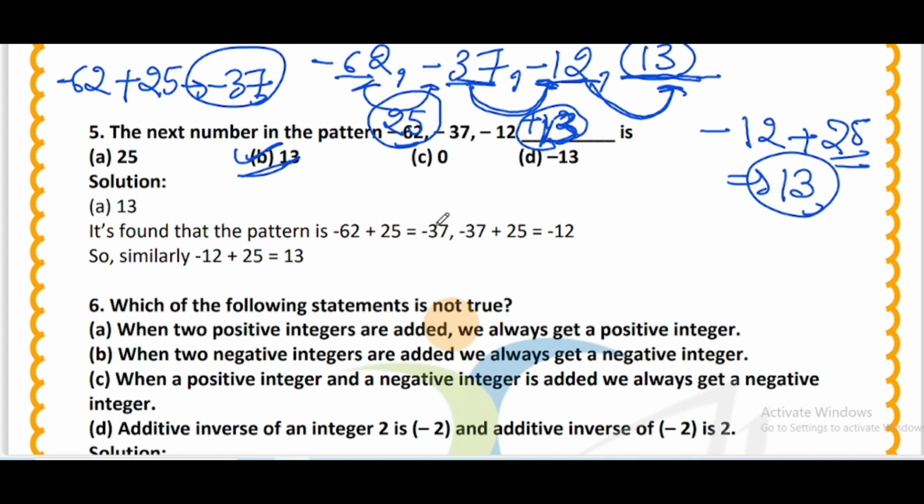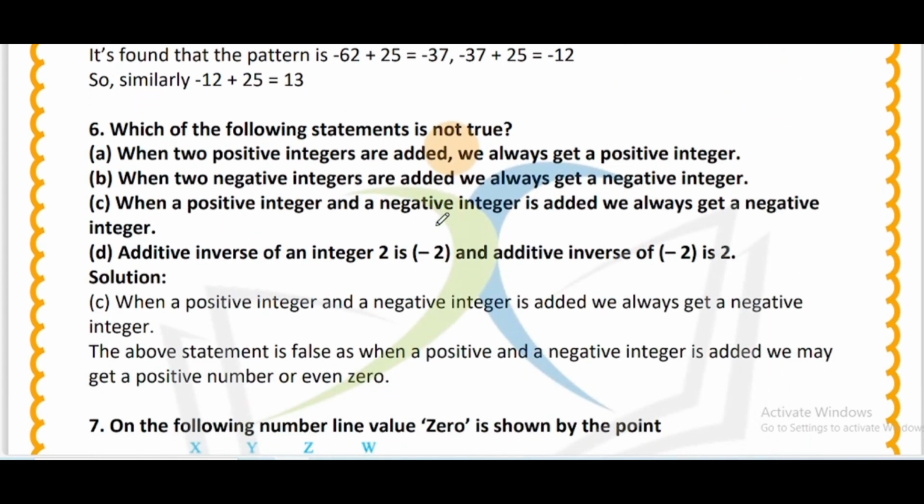Let's see question number 6. Which of the following statements is not true? Let's see. Part A. When two positive integers are added, we always get a positive integer. Let's see, 1 and 3. Both are positive integers. When we add two positive integers, we also get a positive integer. That is true.